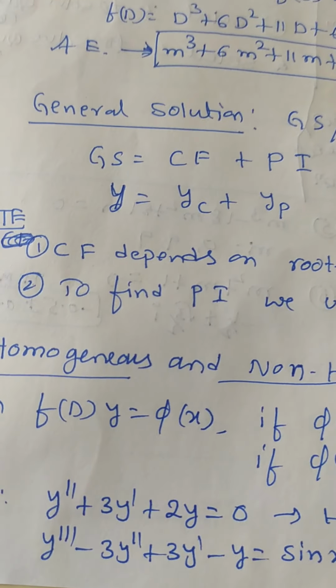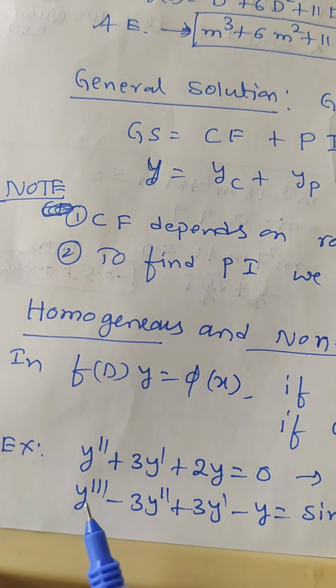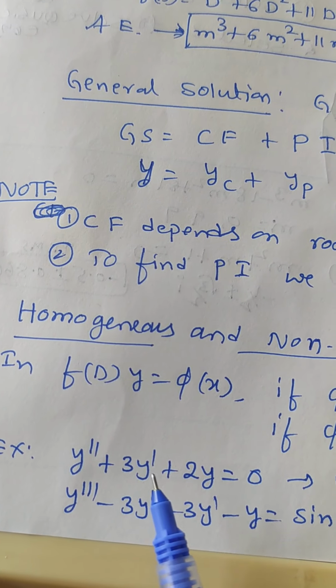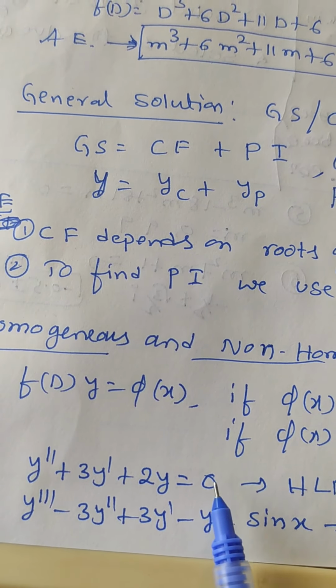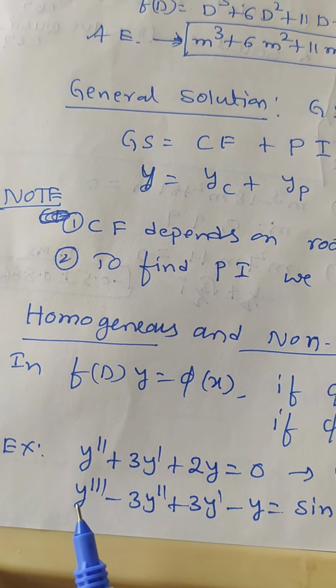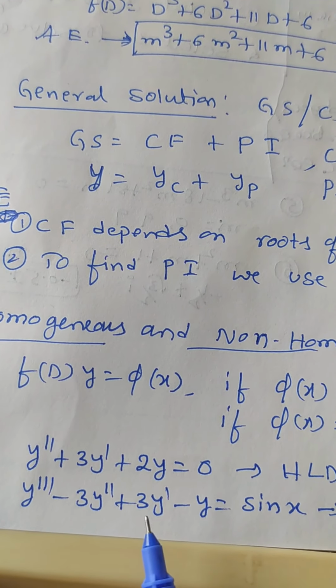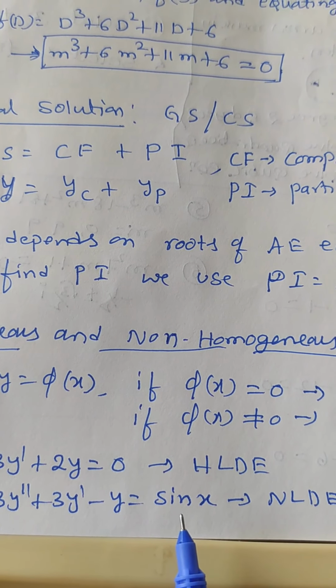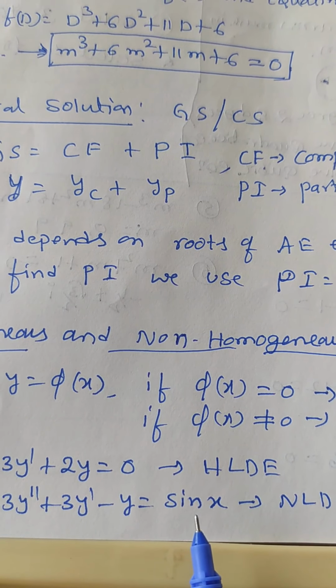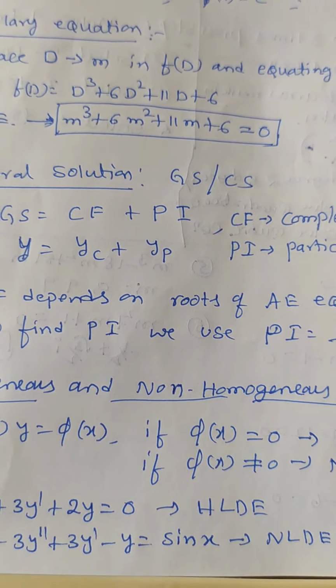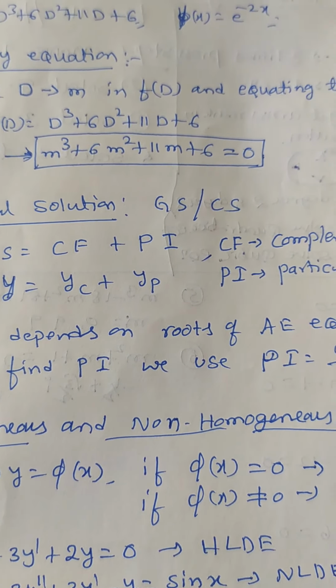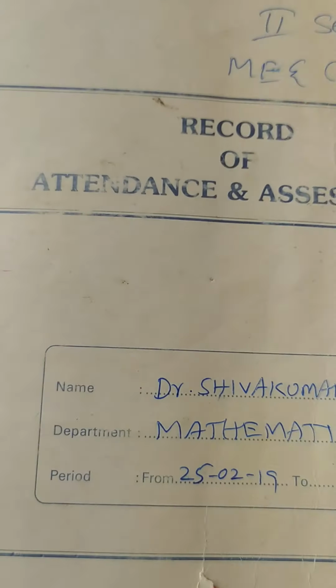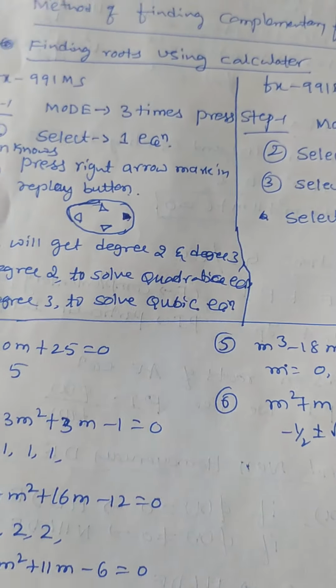Okay, for example, you can write a differential equation in this form also. See, y double dash plus 3y dash plus 2y is equal to 0. RHS is 0, homogeneous. And y triple dash plus 3y double dash plus 3y dash minus 1y is equal to sin x. RHS is sin x, phi of x is sin x, non-homogeneous. Homogeneous means RHS is 0, non-homogeneous means RHS is not equal to 0, that is other than 0.